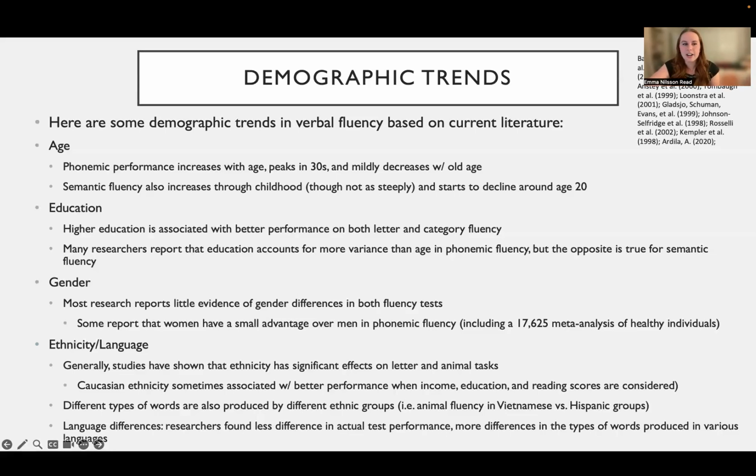And as I said before, for any language differences in verbal fluency, researchers have found less difference in the actual test performance and more differences in the types of words that are produced. So not so much in the number of words, but in the types of words.